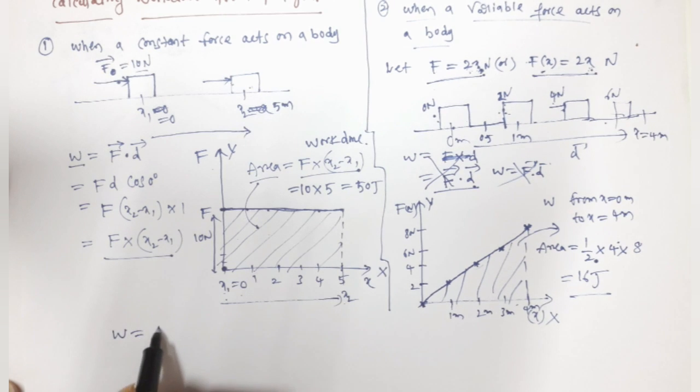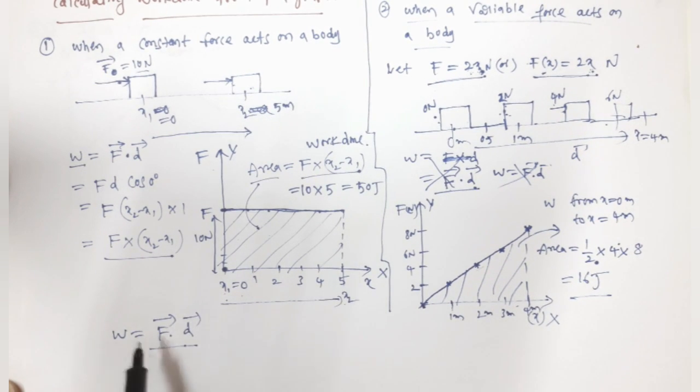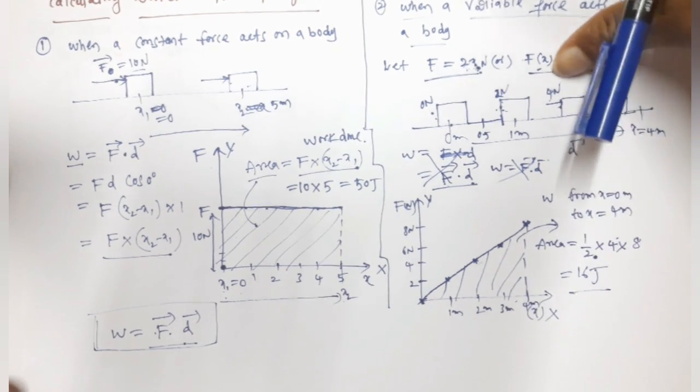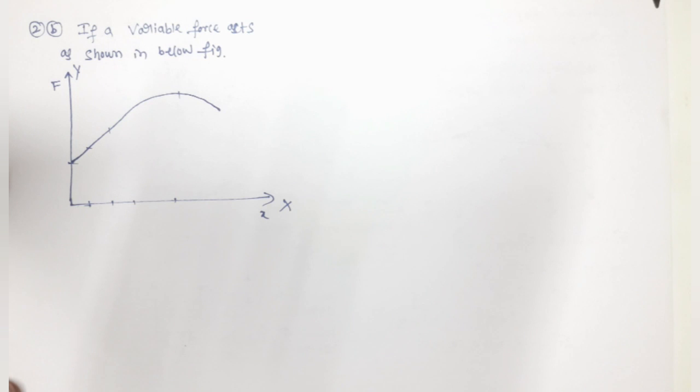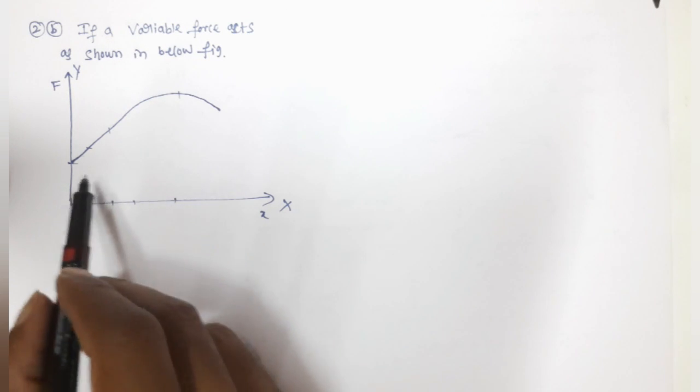W is equal to F bar dot D bar? No. This formula cannot be used here. This formula is valid whenever force is constant throughout the displacement. But whenever force is not constant throughout the displacement, we cannot use that equation and we need to find the area. But how do we find the area?